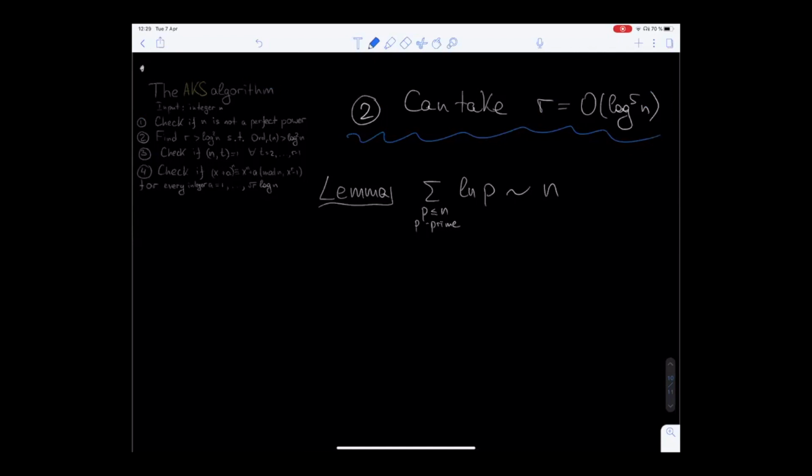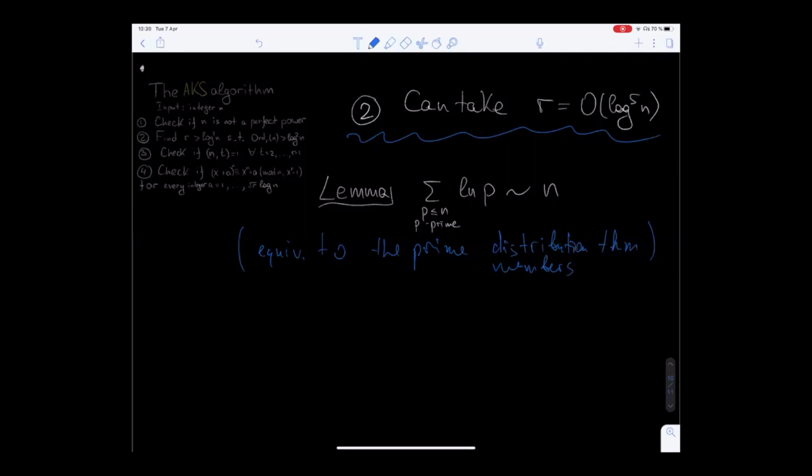For this, we need the lemma, which is just equivalent to the prime number theorem, the distribution of primes. Okay, it's called the prime numbers theorem. So the statement, this lemma, just yeah.